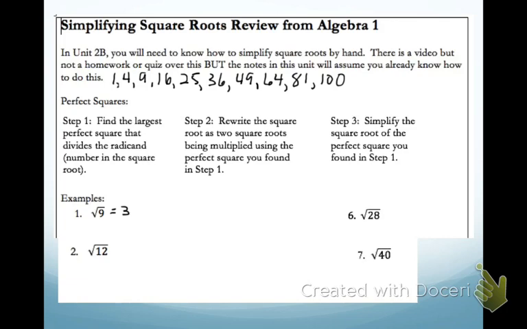Now on number 2, the square root of 12, 12 is not a perfect square. So we're going to break it into factors where one of them does have a perfect square. So I know that 4 times 3 is 12. And so I can break that into the square root of 4 times the square root of 3. Then I'm going to take the square root of 4, which is 2, and then multiply times the square root of 3. And so this is our final answer of that square root of 12 simplified.